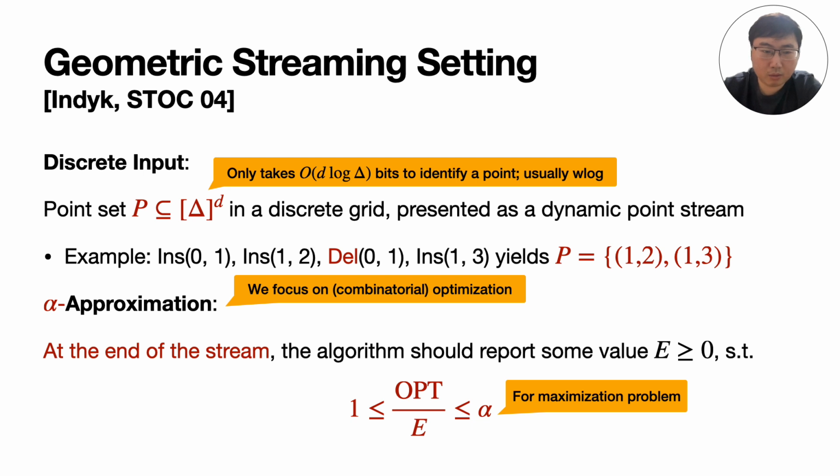And our goal is to compute an approximation to some optimization problem. Here we basically talk about max cut, which is a maximization problem. So we define the approximation ratio as opt divided by the estimation value E. Note that we cannot afford to store a whole solution since it could take linear space. And this forces us to consider the value estimation E.